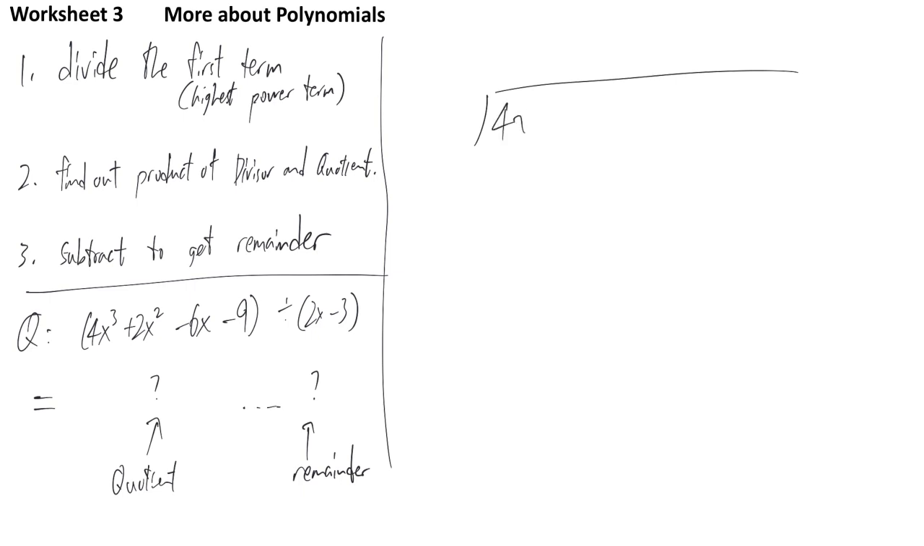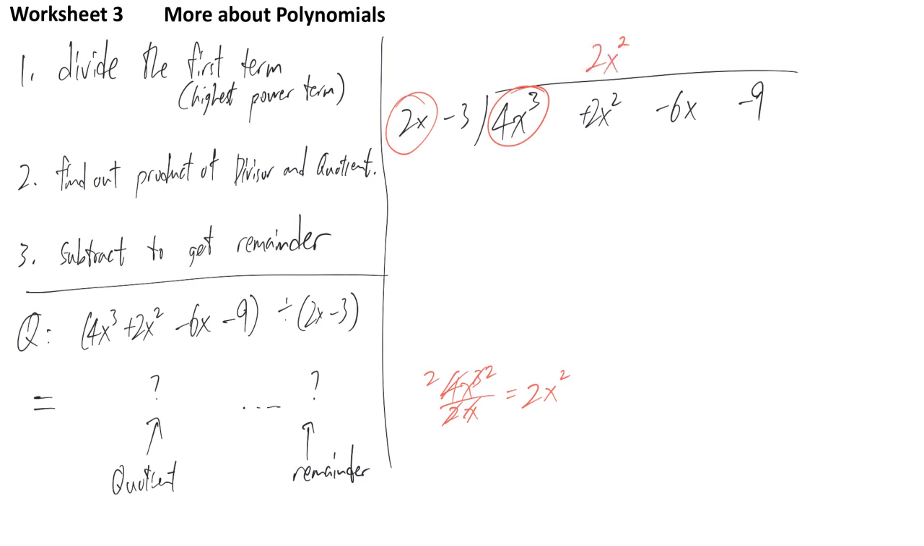We write down in order 4x power 3 plus 2x squared minus 6x minus 9, and then we are going to divide them by 2x minus 3. If you still remember the procedure, we look at the largest power term divided by the largest power term here. So we think about 4x power 3 divided by 2x. Cancel out 2, and this becomes 2x power 2. So the intermediate quotient is 2x power 2.